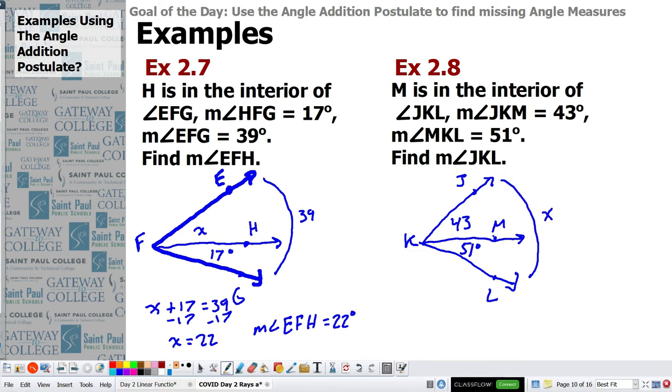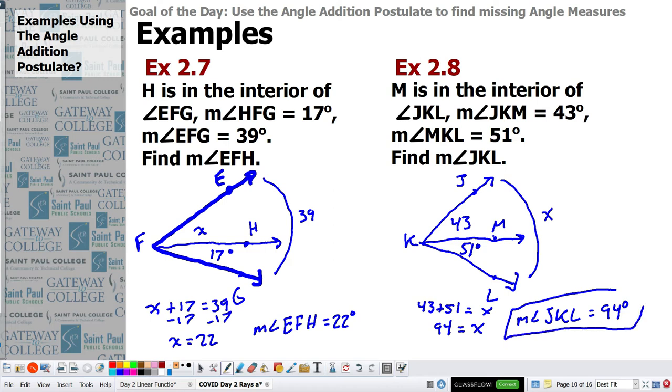I don't know that. So the part plus the part equals the whole. So 43 plus 51 equals x. And add those together, we get 94 equals x. And x is, of course, the measure of JKL, and that is my final answer. The measure of angle JKL equals 94 degrees. And 94 degrees is an obtuse angle. So my picture doesn't look like it's obtuse. My picture isn't very accurate as far as to scale, but that's okay. I didn't know what it was until I was done with the problem.